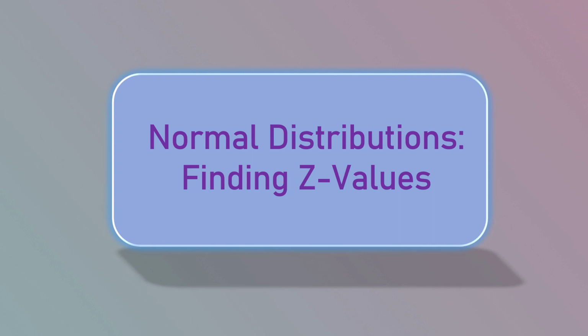Normal distributions, finding z values. I will explain how the z table can be used to determine the z value for a given probability. Let me illustrate this with a few examples. By understanding these examples, you will be able to find z values for any given probability.